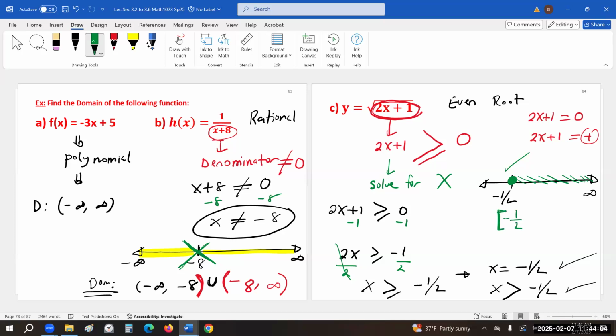So it gets a bracket, and the largest thing is infinity. And infinity always gets parentheses. So that's the domain for our even root function. Any even root function has one portion of the domain, either the left side or the right side of the number line. But a rational function always has more than one portion, because we can take everything except what makes the denominator 0.